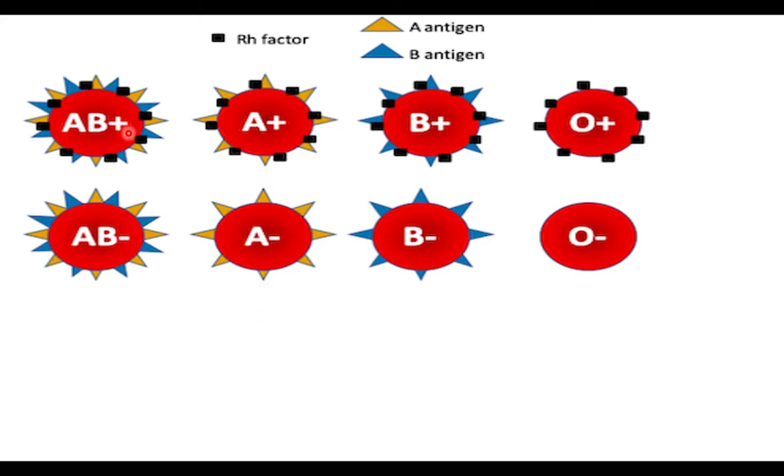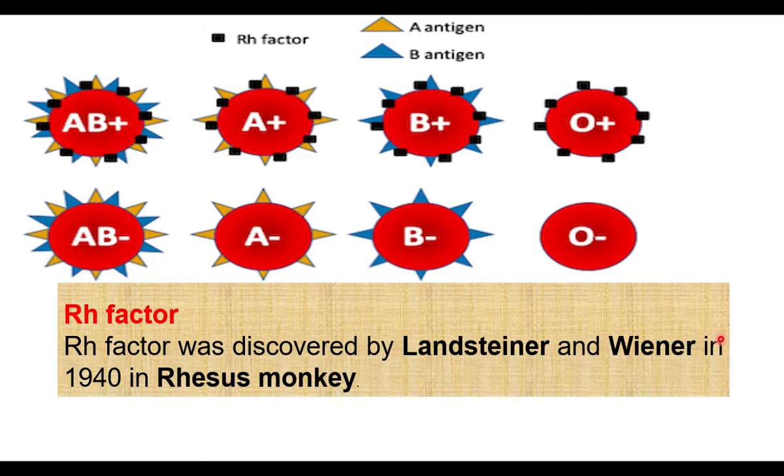We have already discussed A, B, O blood groups. What is positive and negative? Positive, negative. This is another kind of grouping. It is based on another antigen, that is Rh antigen. In addition to A antigen and B antigen, the blood cells have Rh antigen. If Rh antigen is present, the blood group is positive. If Rh antigen is absent, the blood group is negative. Rh blood group was identified by Landsteiner and Wiener in 1940 in rhesus monkey.